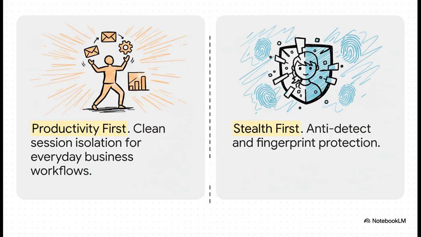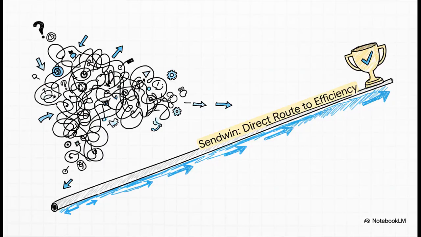SessionBox, on the other hand, has kind of shifted to a stealth-first approach. They focus on features like anti-detect and browser fingerprint protection, which, well, they essentially try to mask your digital identity. Now, that's super powerful for very specific situations, but it adds a whole layer of complexity that, let's be honest, most of us just don't need for our daily grind. So here's the bottom line. Unless you have a very specific reason to need those advanced stealth features, Sendwin offers a much simpler, more direct path to getting your productivity back.